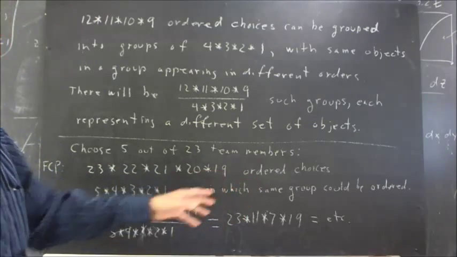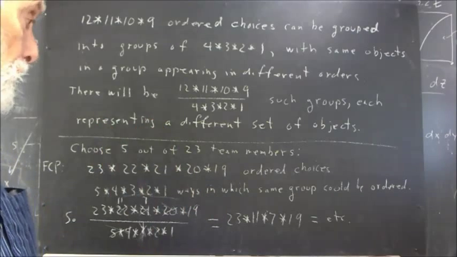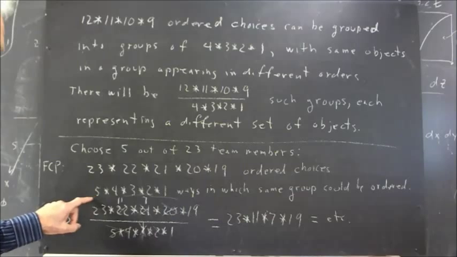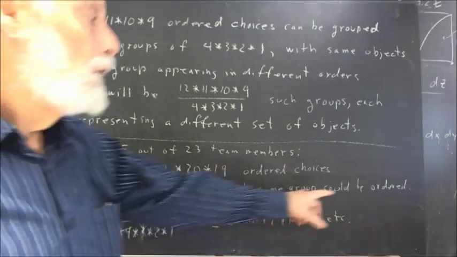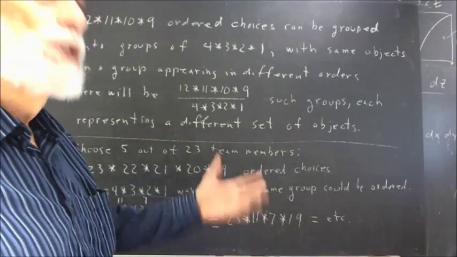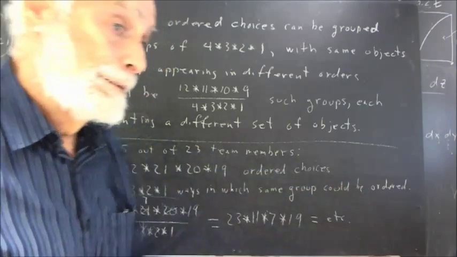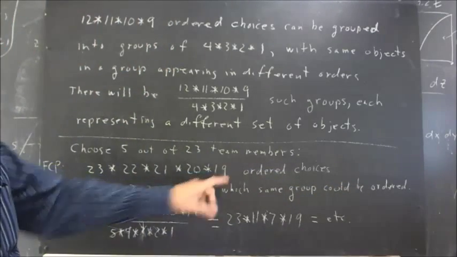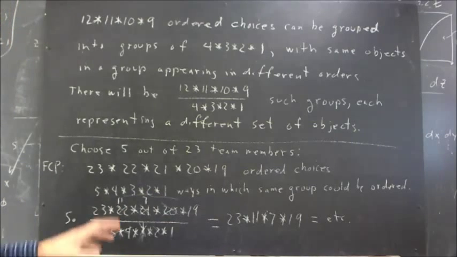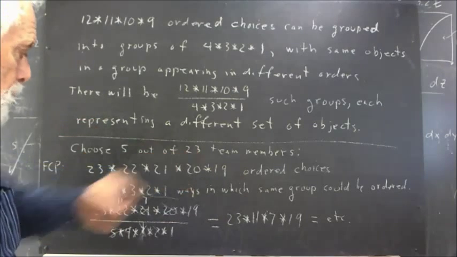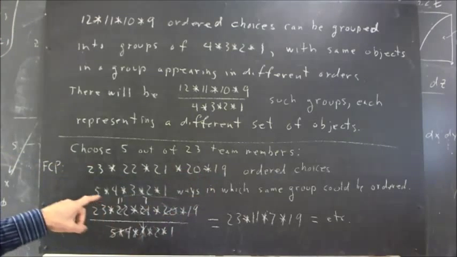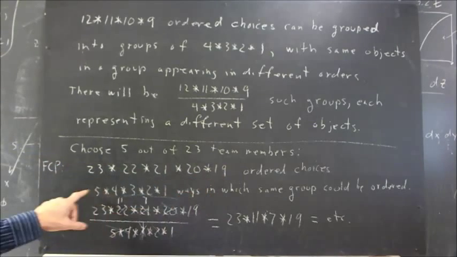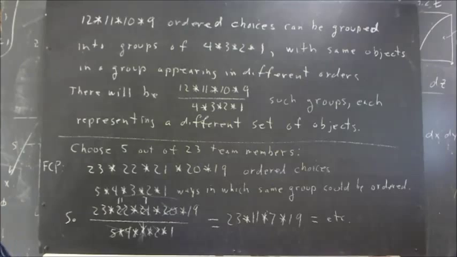Now, the 5 people on the floor could have been chosen in any order. Matter of fact, there are 5 times 4 times 3 times 2 times 1 ways in which any given group of people on the floor, any given starting team, say, could have been ordered. So there aren't this many different teams that could be on the floor, or different groups that could be on the floor representing the team of 23. There are fewer than that. We'd have to divide this number by this number to see how many possible teams there are, because the order in which people are chosen doesn't matter.